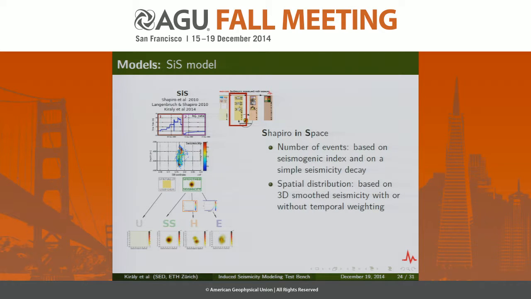The SIS model stands for Shapiro in space, since the number of events is calculated based on the seismogenic index for the injection period. For the second part of this time window, which is the post-injection period, we used a simple seismicity decay. What is new in this model is the spatial component. There are two main branches. At first, we put a reservoir around the well tip and spatially equally distributed the seismicity rate all over this reservoir. This gives us the spatially uniform model.